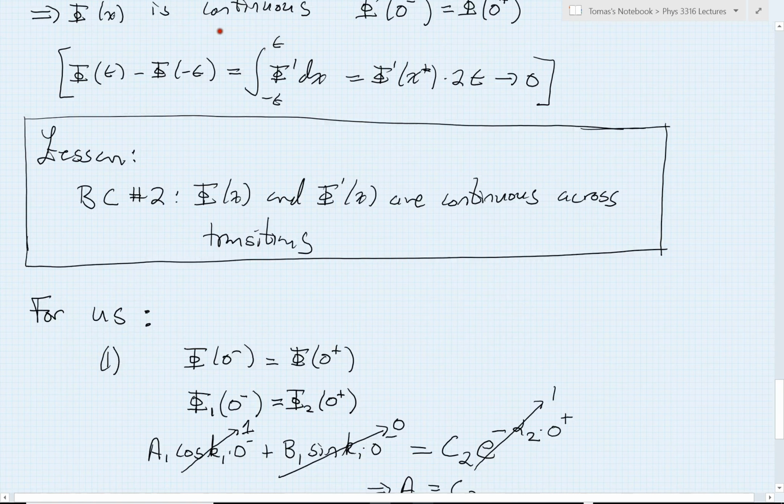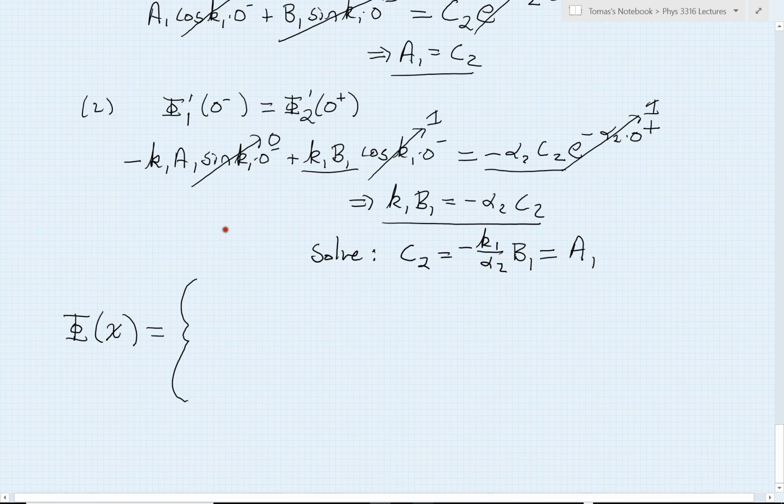So I think I could do that. So A1 times cosine. So A1 has this value. So there's going to be minus K1 over alpha 2 times B1. That's A1. And A1 multiplies cosine of K1x. Plus then I had B1 times the sine function. B1 times sine of K1x. And all that is phi 1. So that all applies when x is less than 0.